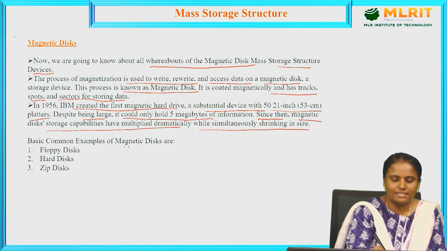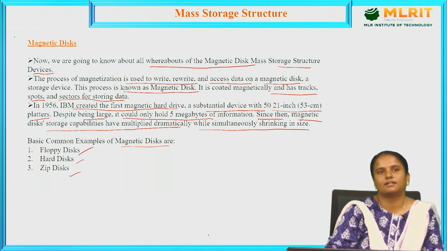Basic common examples of magnetic disks are the floppy disk, hard disk and zip disk. So what are the three types of magnetic disk? Floppy disk, hard disk and zip disk.